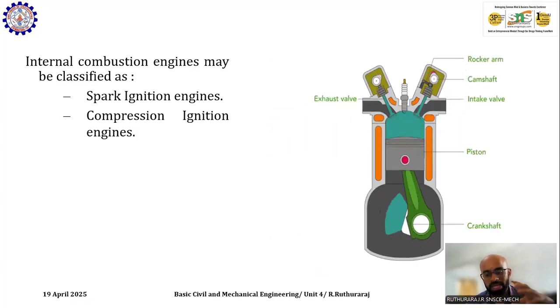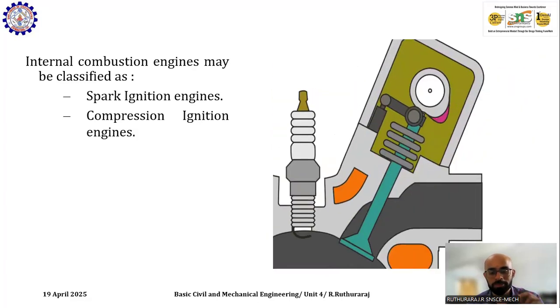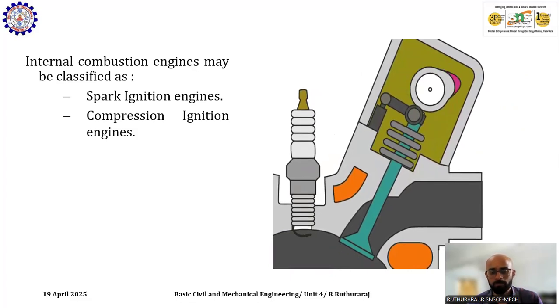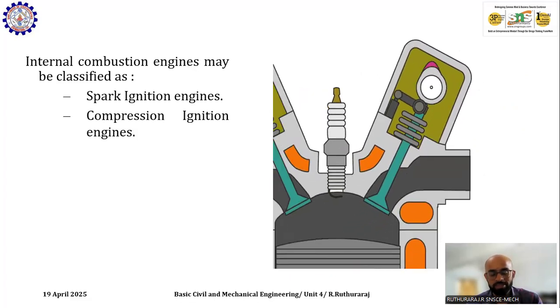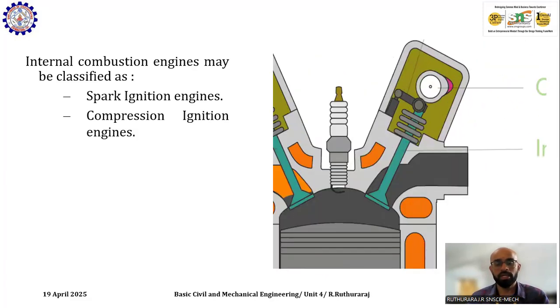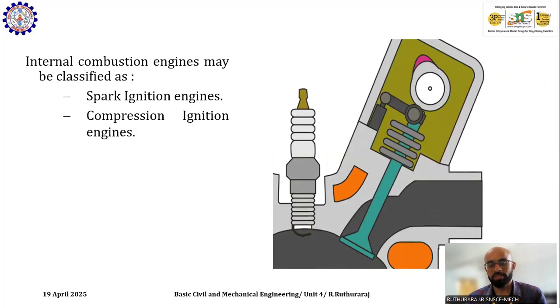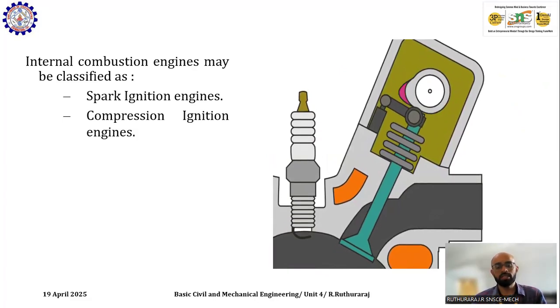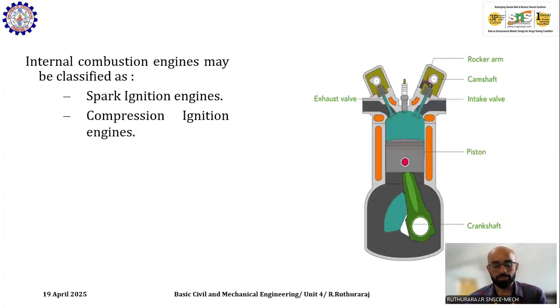The air fuel mixture is ignited with the help of a spark plug. It is called a spark ignition. Petrol engines use this type of principle. When the air fuel mixture is ignited by compression, that's called a compression ignition engine. Diesel engines work on this principle.